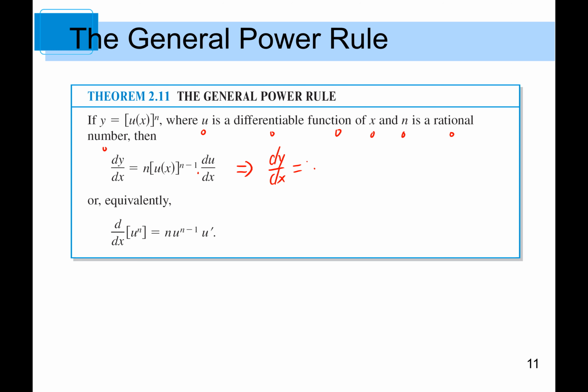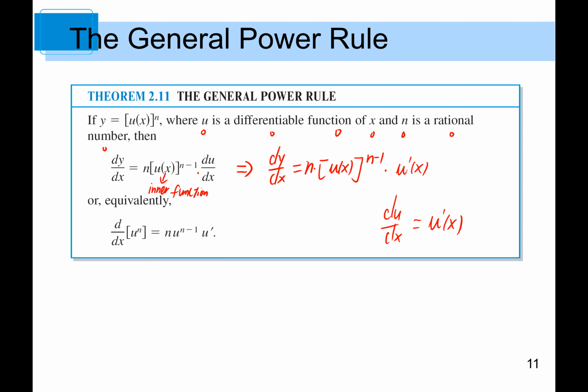Another way of writing this is dy over dx equals n times u of x to the n minus 1 power. Then du over dx is actually u prime of x, because du over dx equals u prime of x. So you differentiate the function u of x to the n using the power rule, and after that you multiply by the derivative of the inner function.